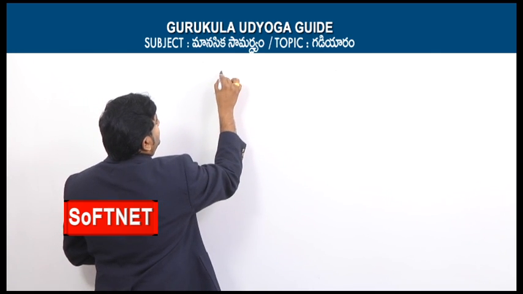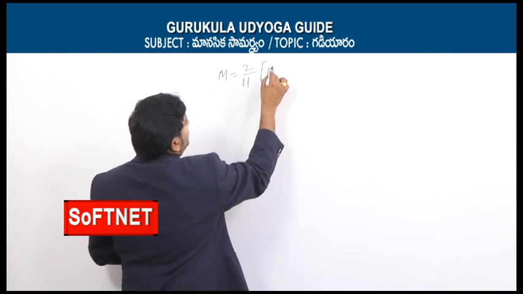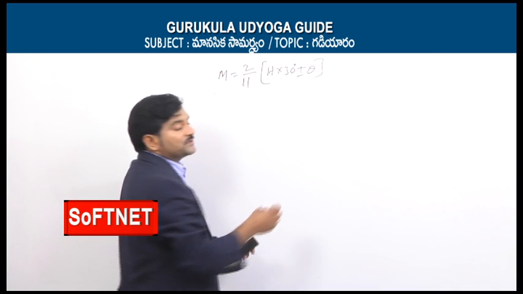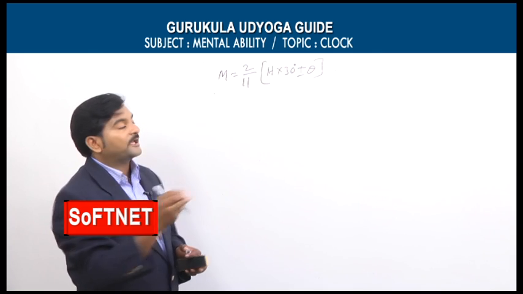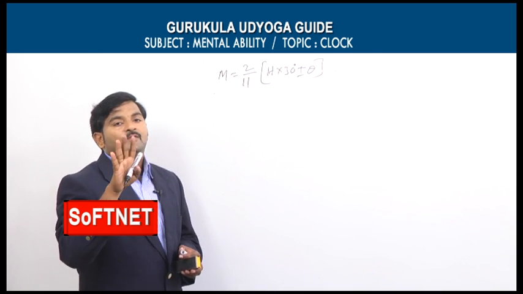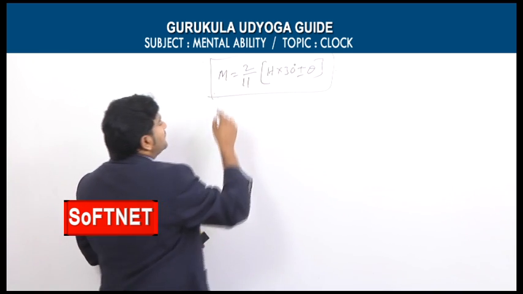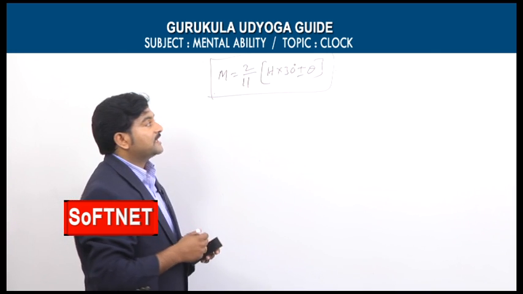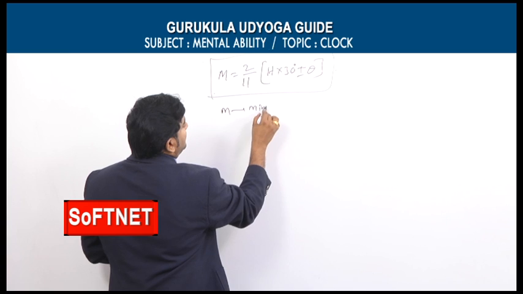So let's say the formula is m = 2/11 × (h × 30 degrees ± theta). By using this formula, we can find out any type of question. There are only 5 types in clocks. Out of 5 types, 4 types can be solved only by using this simple formula, that is m = 2/11 × (h × 30 ± theta). Here we will talk about m. Here m means minutes.